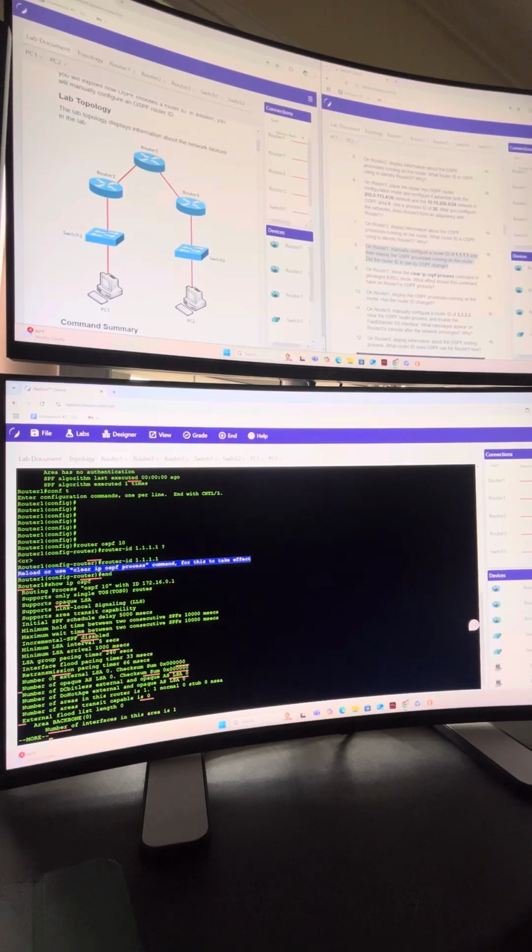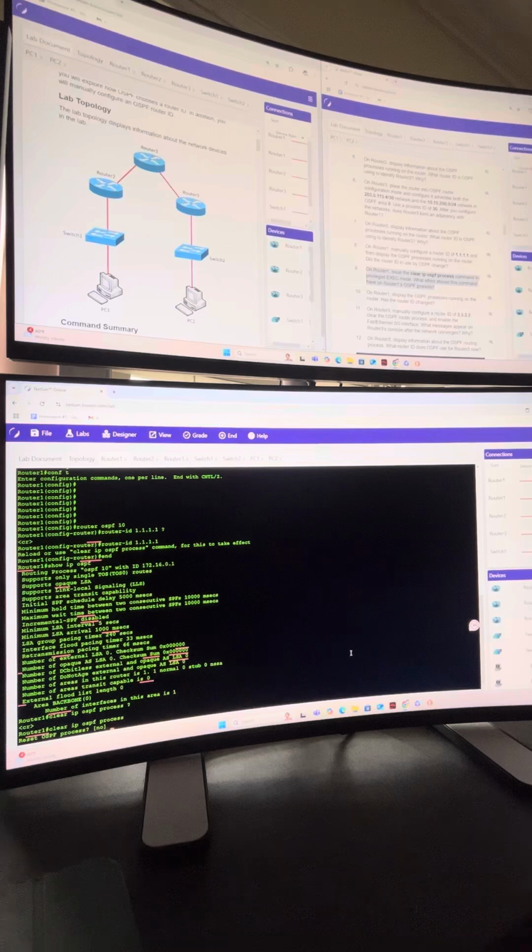All right, so number 9 says on router 1, issue the clear ip ospf process command in privilege exec mode. What effect should this command have on router 1's OSPF process? So let's do a clear ip ospf process. Say enter there. It says reset OSPF process. We want to do that, so let's type in yes.